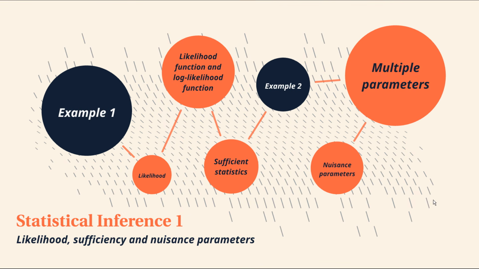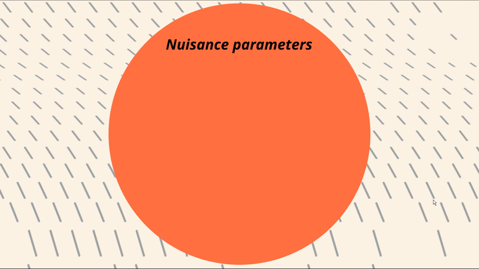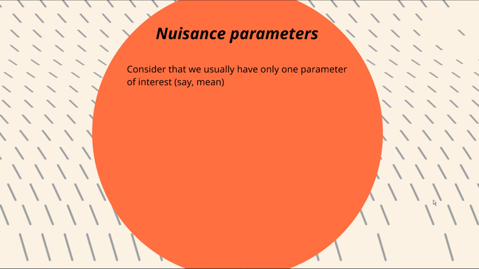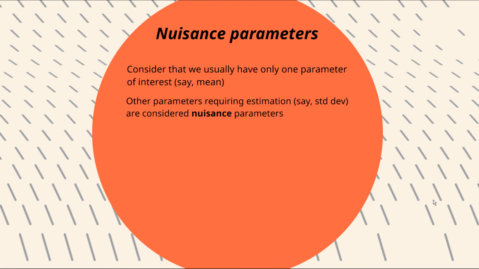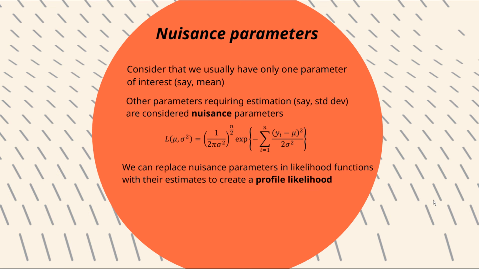And that leads us quite neatly into discussions of nuisance parameters, which is our final little topic in this video. So let's say that one of these parameters is of prime interest, and in this case, it's most likely going to be the mean. And the standard deviation here would be considered to be a nuisance parameter. So here's that likelihood function again. What we can do is replace nuisance parameters in the likelihood functions with their estimates. And in doing so, we create this thing called a profile likelihood.